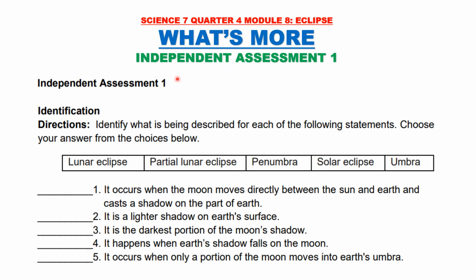Independent Assessment 1. Identification. Identify what is being described for each of the following statements. Choose your answer from the choices below. So your choices are lunar eclipse, partial lunar eclipse, penumbra, solar eclipse, and umbra.